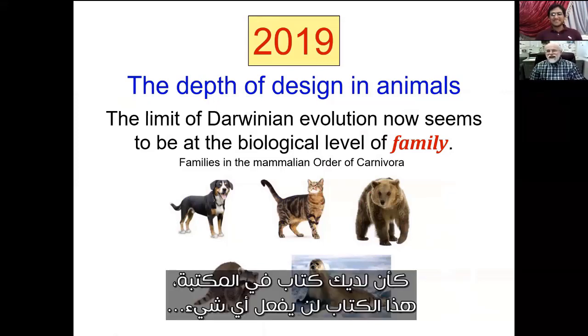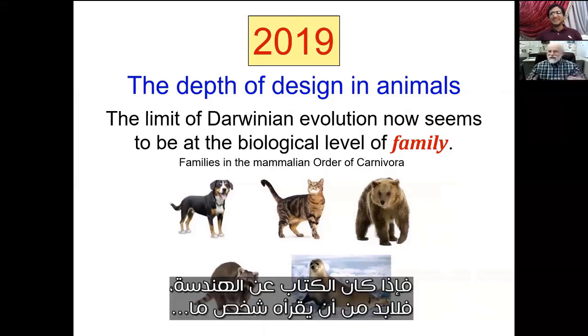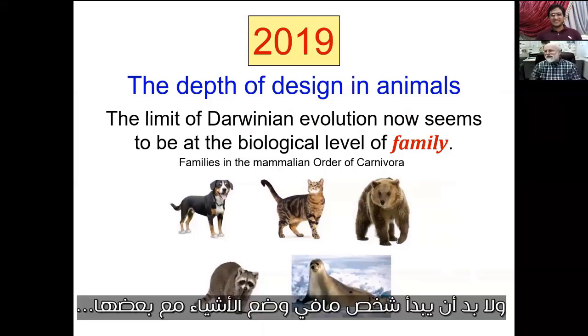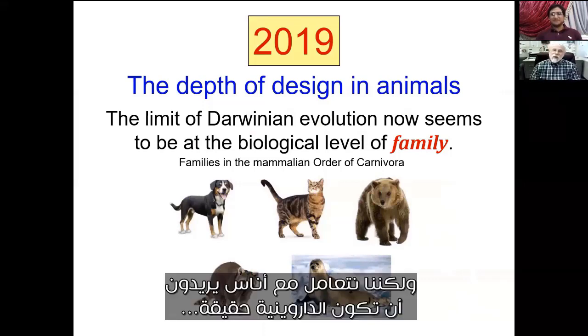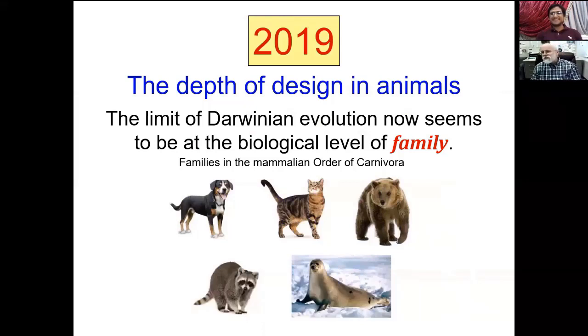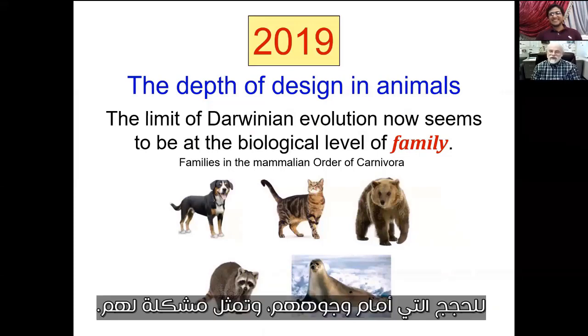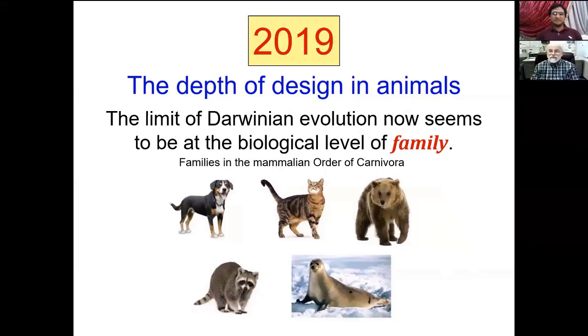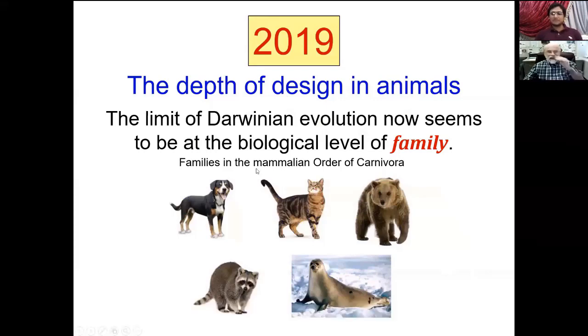DNA is like having a book in the library. The book's not going to do anything, and if it's a book on engineering, you have to go and read it, and somebody has to put things together. The information itself doesn't do anything. But we are dealing with folks who want Darwinism to be true. So they're very resistant to arguments that on their face really are problems for them. That's right. Okay, this slide here is just that.